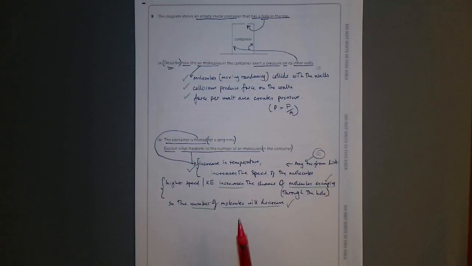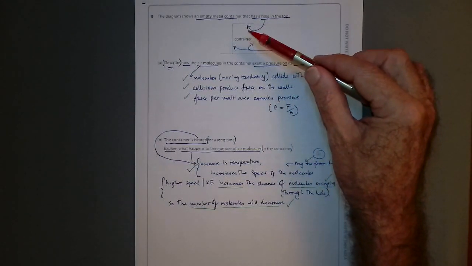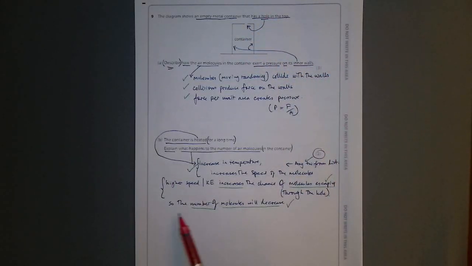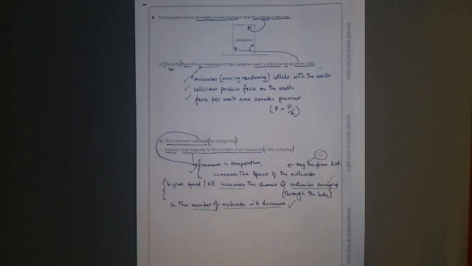The container, it then says, is heated for a long time. Okay, so explain what happens to the number of molecules in the container when this happens. Well, an increase in temperature increases the speed of the molecules. So you can get these 2 marks here from anything from the list that I've put. The higher speed or kinetic energy increases the chances of the molecules escaping out of the hole at the top, because obviously more of them will be able to move to the top of the container. So the number of molecules will decrease gradually. More of them will escape through the hole. Okay, so this is about kinetic theory of gases.